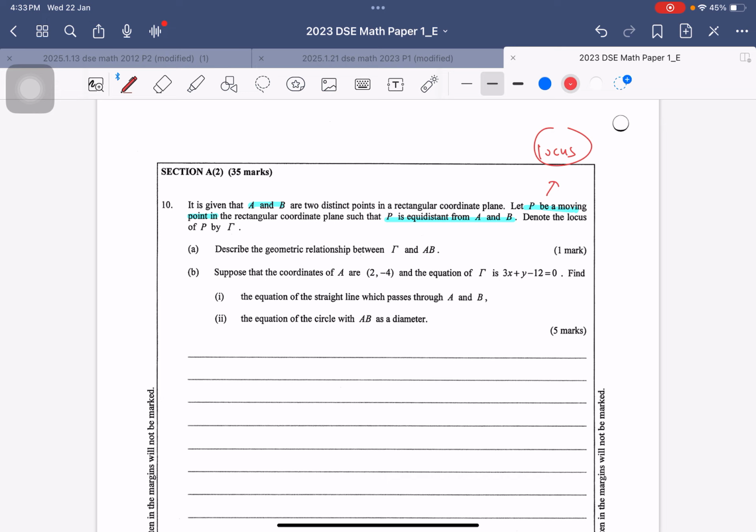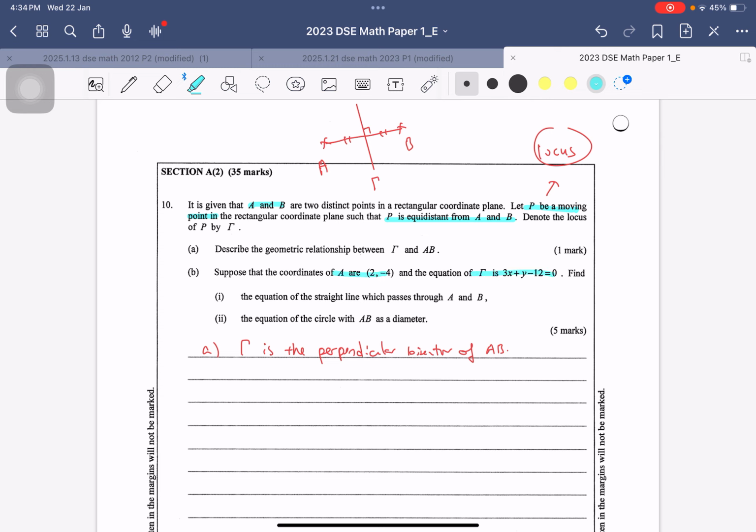Which means this is point A, this is point B. If P should be equidistant, then P can only be at the midpoint and along the straight line. So we can say this is our locus of P. We can say the locus is actually the perpendicular bisector of AB. So for part A, the locus is the perpendicular bisector of AB.